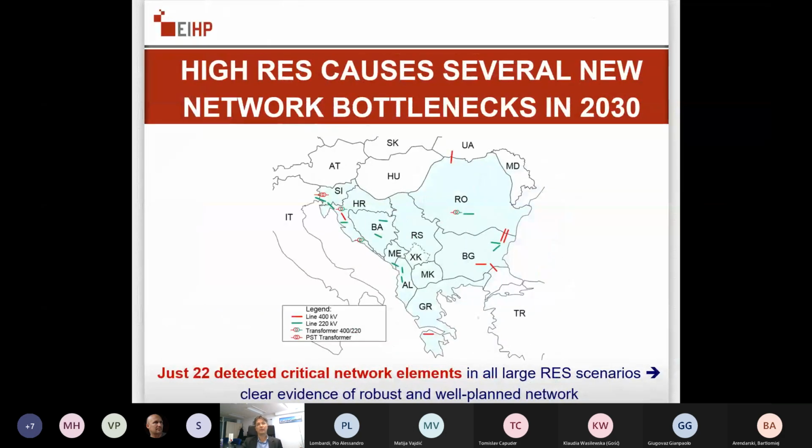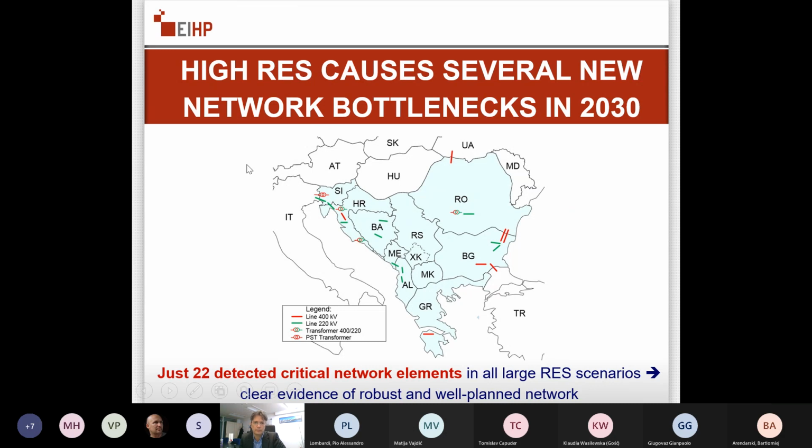In our region, in Southeast Europe, we performed a lot of different studies. This is the latest one, which we finalized just a few weeks ago, and it covered these countries given in blue, from Slovenia to Greece to Romania and the Adriatic. We analyzed all official development plans of the TSOs, including distributed generation, including 25% more renewables installed than officially planned. And we got the bottlenecks that could appear in the region due to this large-scale renewables integration.